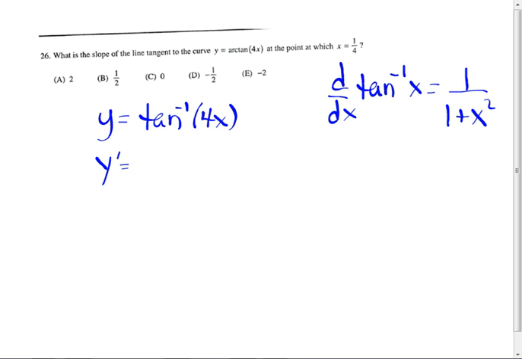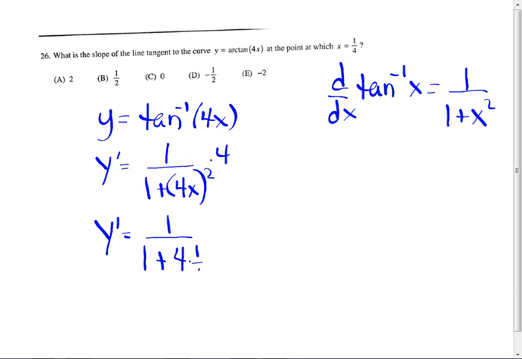This is a good one to practice with, though. It's 1 over 1 plus, what's my x? It's 4x. Quantity squared, if you don't put the parentheses in, it's wrong, times what? 4. Good, you remember the chain rule. Now, some of you may want to simplify it, but I'm going to put in 1/4 here, so why would I simplify it? So it's y prime equals 1 over 1 plus 4 times 1/4 squared times 4.